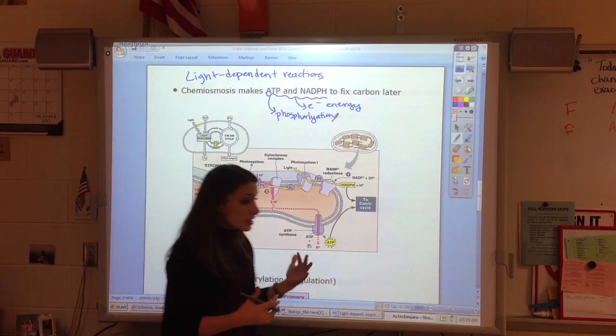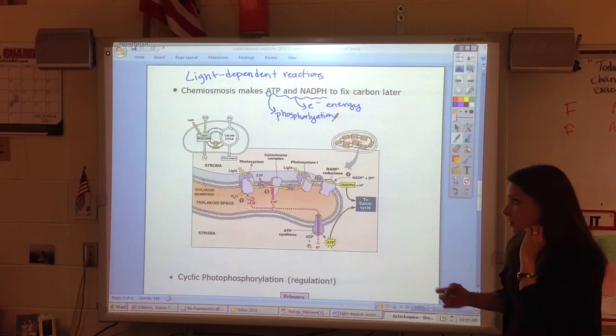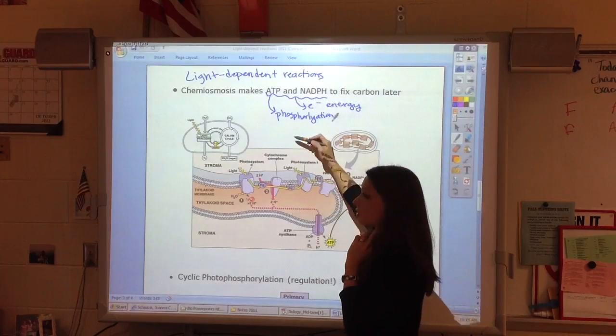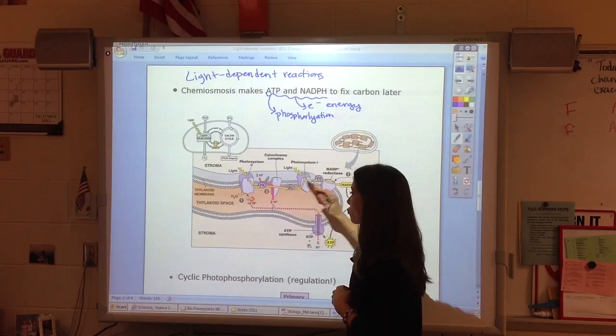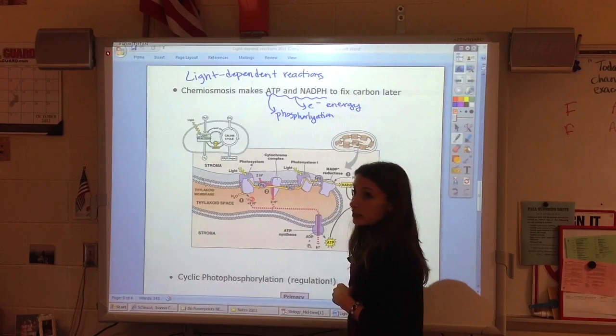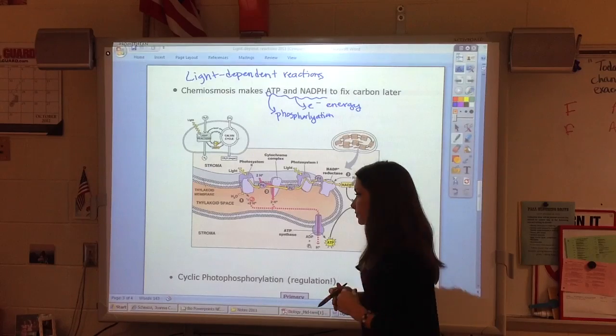So it very much is like respiration kind of in reverse. We see here that instead of pumping hydrogen ions out, we're actually pumping hydrogen ions in. So the electron transport chain has a similar idea, but this time we're taking the energy in from light.